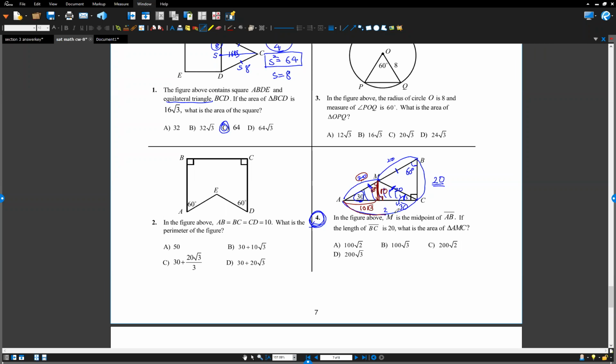So all together, how much? Twice, 20 rad 3. And the height is 20, divided by 2. 20 rad 3 times 20 is 400 rad 3, and divided by 2 is what? 200 rad 3. Okay? Yeah, it's a little bit hard, but I want you to memorize this one too.